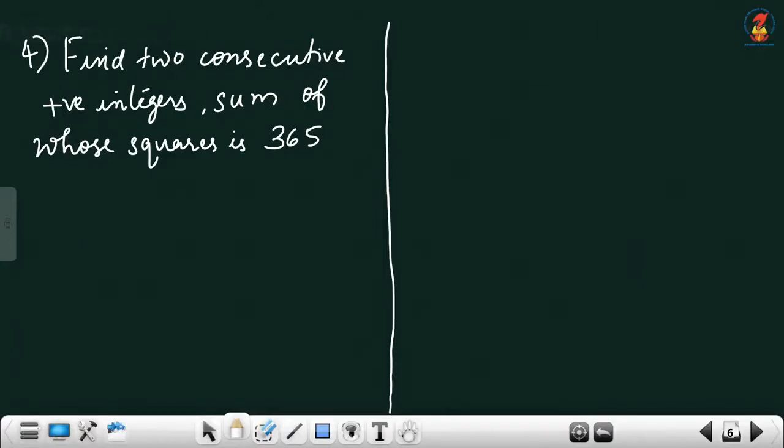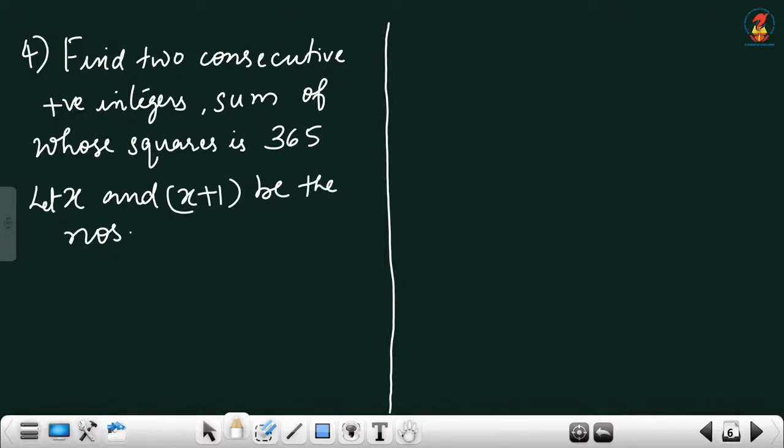Fourth question, same exercise, exercise 4.2. Find two consecutive positive integers, sum of whose squares is 365. So, consecutive positive integers means let x and x plus 1 be the numbers. Sum of whose squares. So, squares means x square and x plus 1 whole square. Sum of these two will give 365.